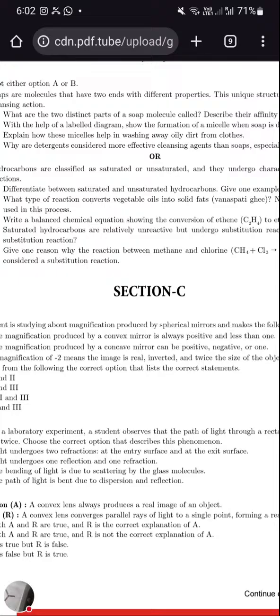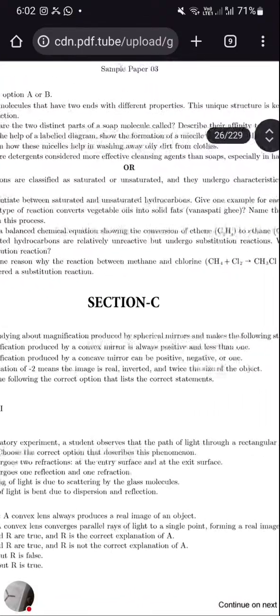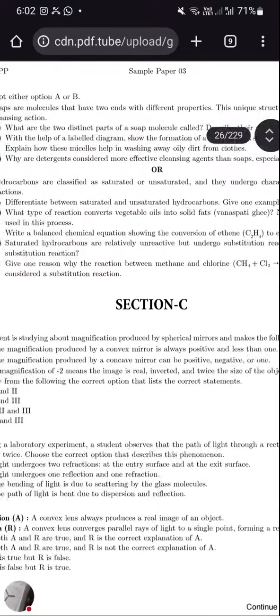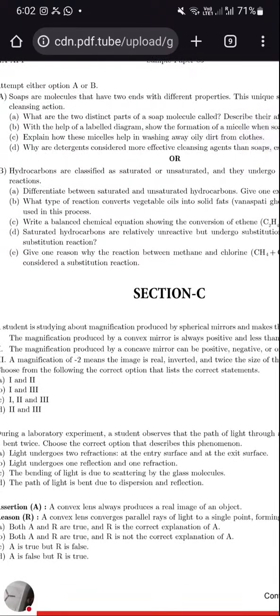In this question, they ask how we differentiate between saturated and unsaturated compounds. There are two ways. The first one is the flame test. Saturated compounds burn with a clean blue flame, whereas unsaturated compounds burn with a sooty flame, with formation of black smoke. Unsaturated hydrocarbons give a sooty flame, saturated hydrocarbons give a clean flame.